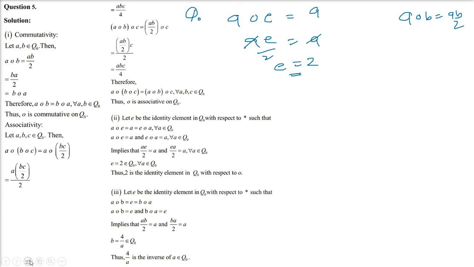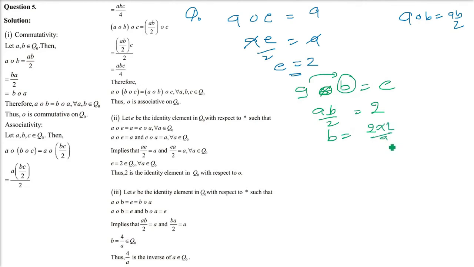Now coming to the inverse. What do we do in inverse? We say if we have an element A and an element B coming from Q0 and the operation gives you the identity element, then B is the inverse of A and A is the inverse of B. A star B is AB by 2. E is also 2, which we just found out. So we have to find out B. B is the inverse. So B is 4 by A, and this is going to be the inverse of A.